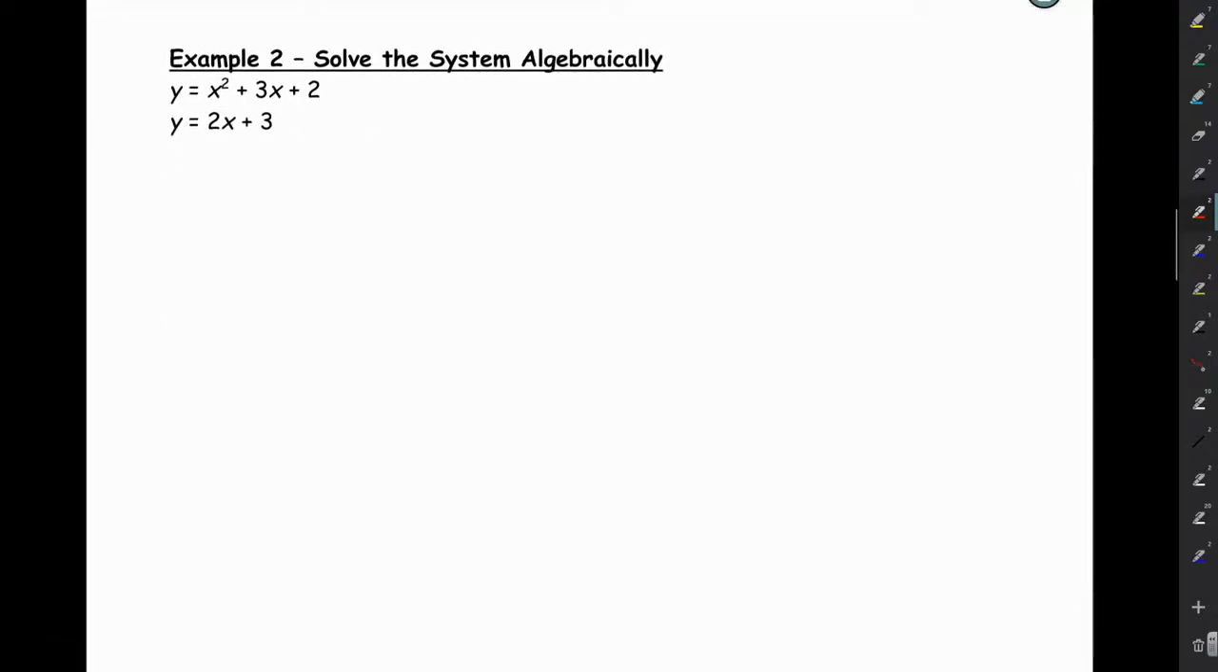Example 2, again, we're going to solve the system algebraically, which means we're going to set them equal to each other and solve for x. I would suggest pausing the video and trying this on your own, but fair warning, you're going to need to use the quadratic formula.